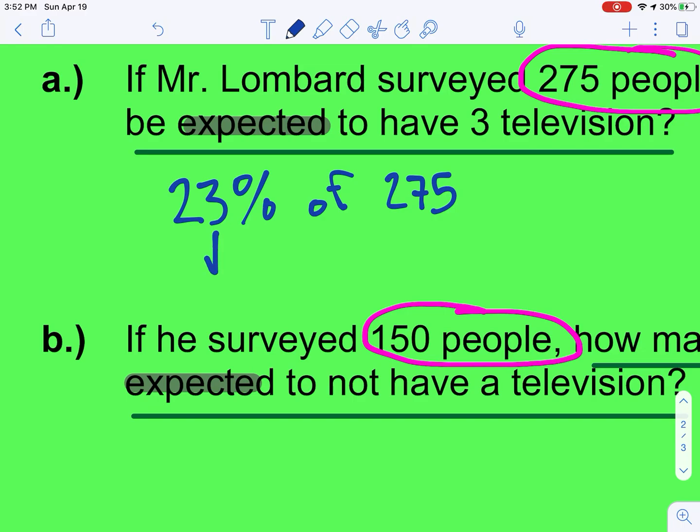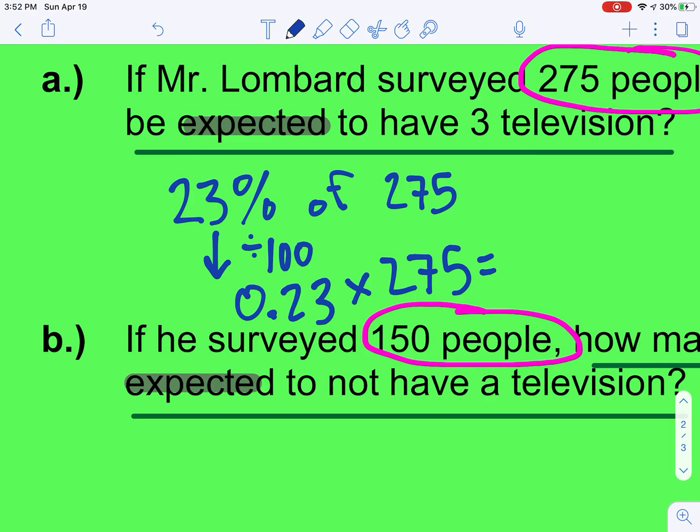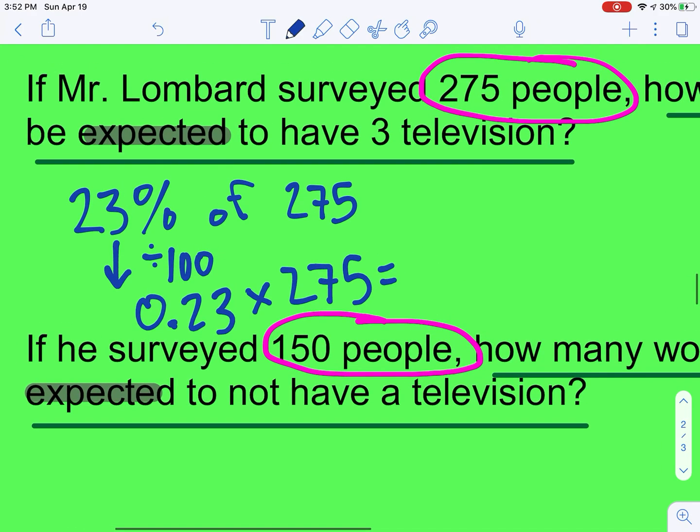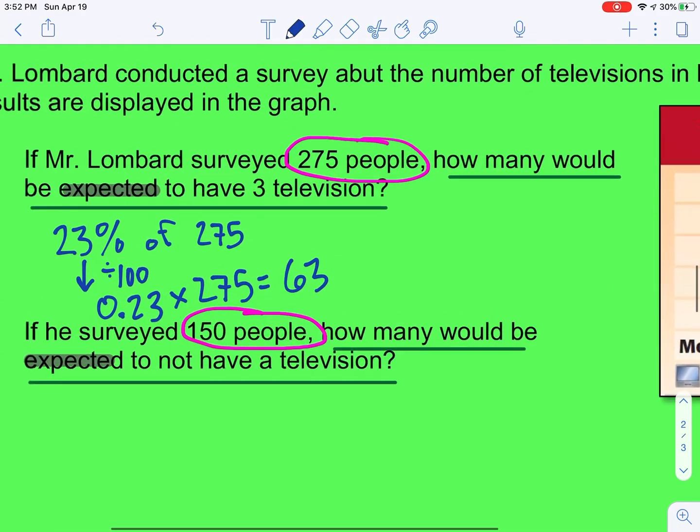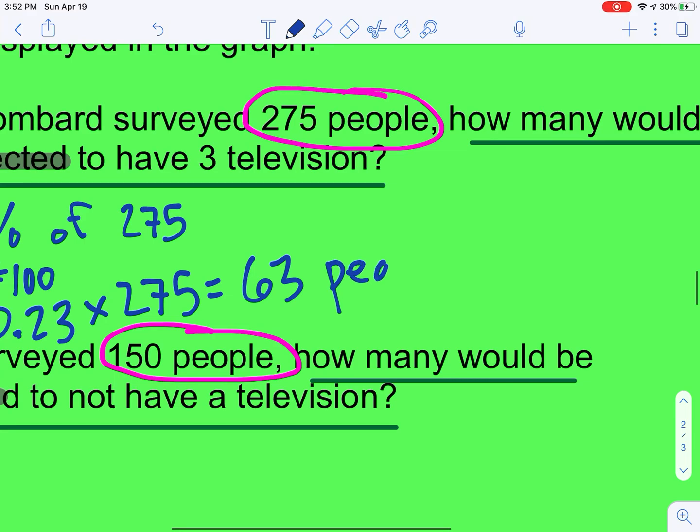I'm going to take my 23%, turn it into a decimal by dividing by 100, and I get 0.23. And then all I need to do is multiply by my other number, which was 275, and I get 63.25. Now I'm talking about people, so I can't have a fraction there, so I'm just going to say 63. So I would expect 63 people to have more than 2 televisions.